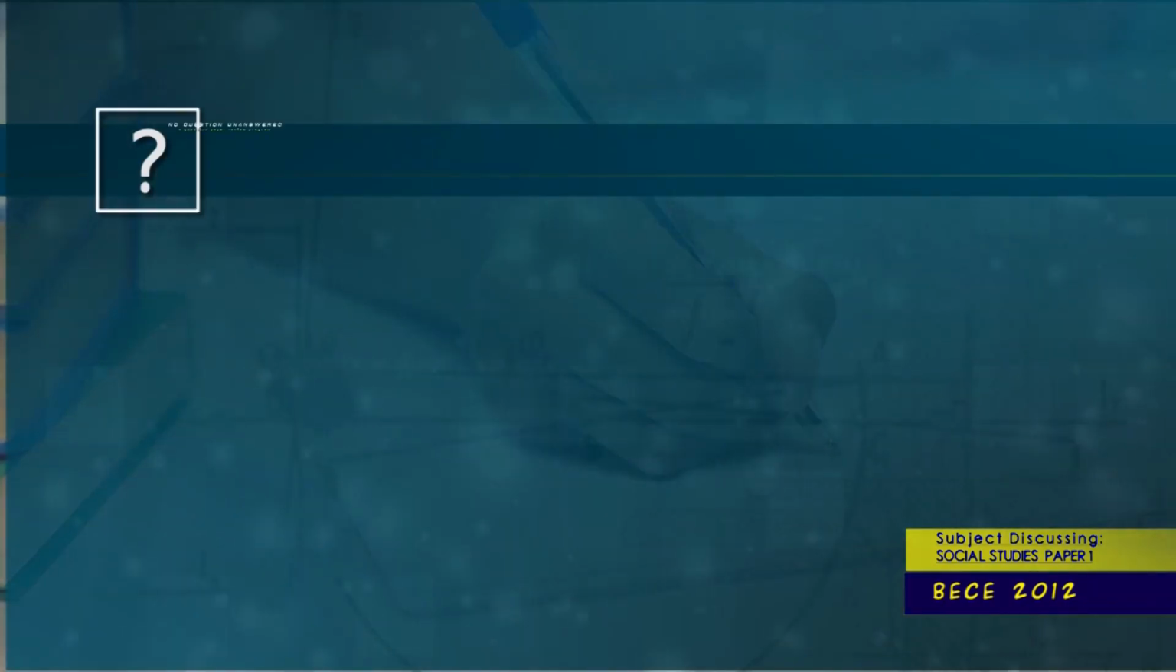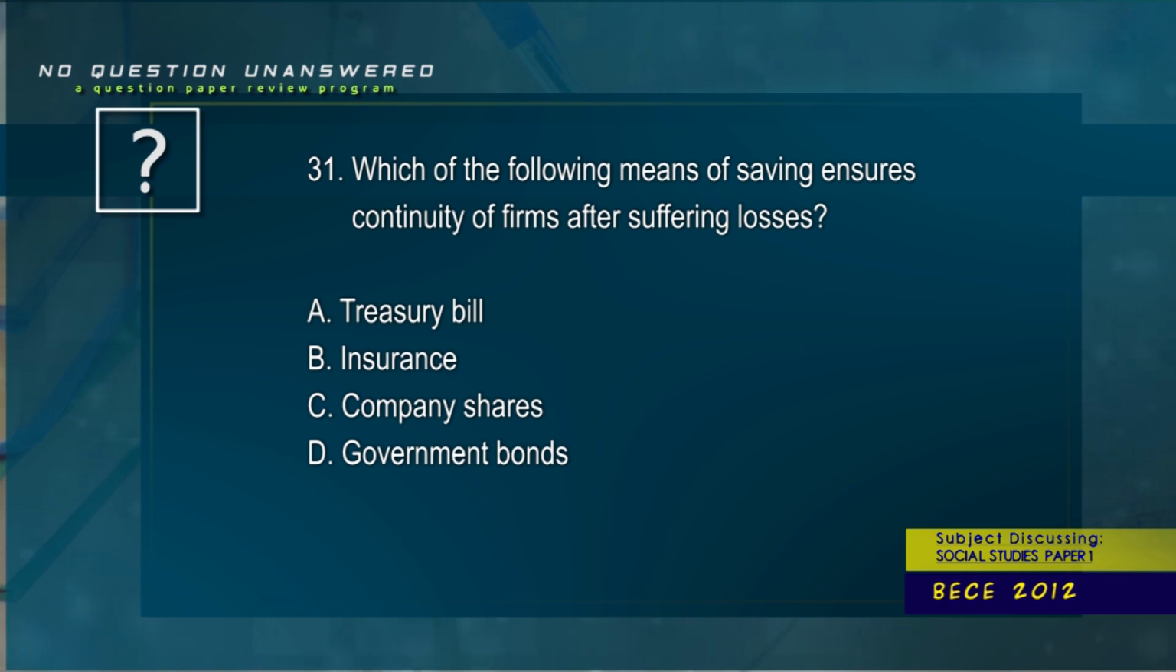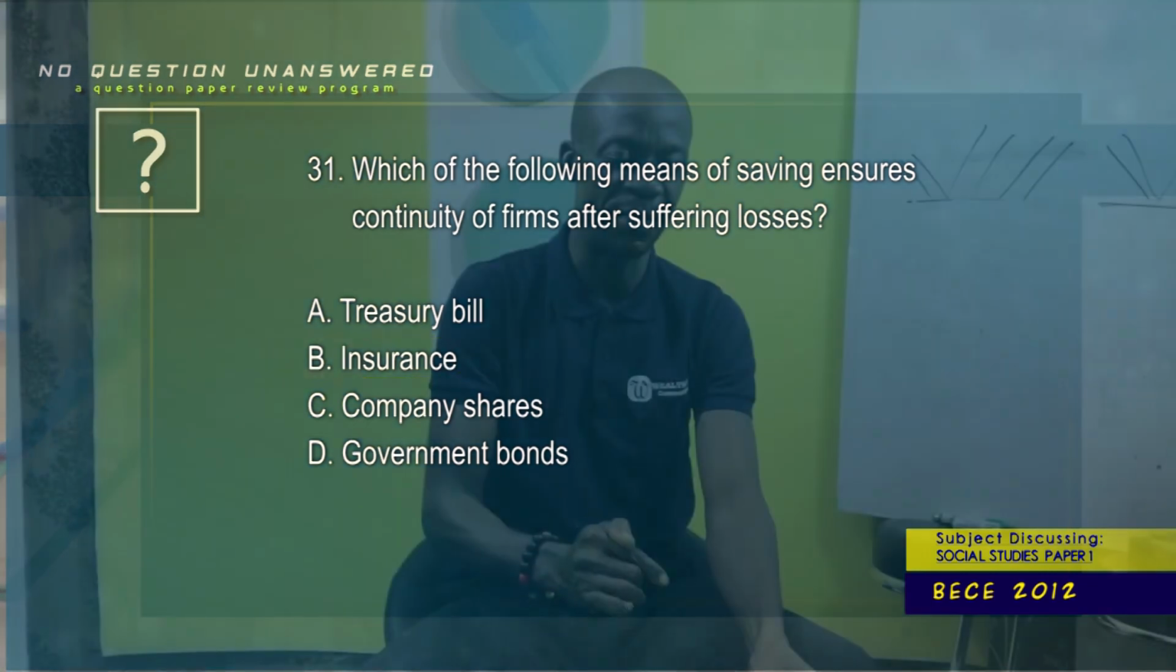Right. Question 31 reads, which of the following means of saving ensures continuity of firms after suffering losses? A, treasury bills, B, insurance, C, company shares, D, government bonds. Viewers, the correct answer is B, insurance. It is one of the means of saving that ensures continuity of firms after suffering losses.